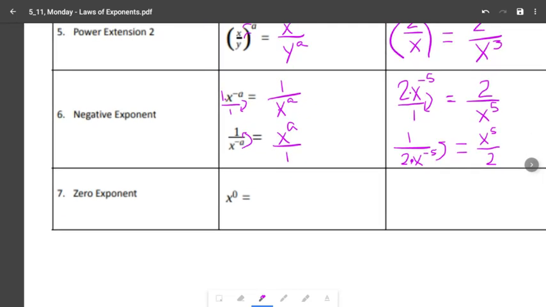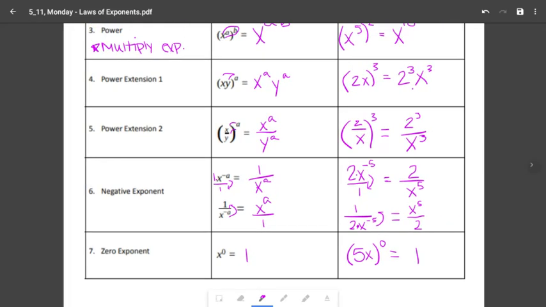And the last rule that we need to know is your zero exponent. Anything to the zero power is 1. For example, if I had 5x to the zero power, that whole thing would equal 1.